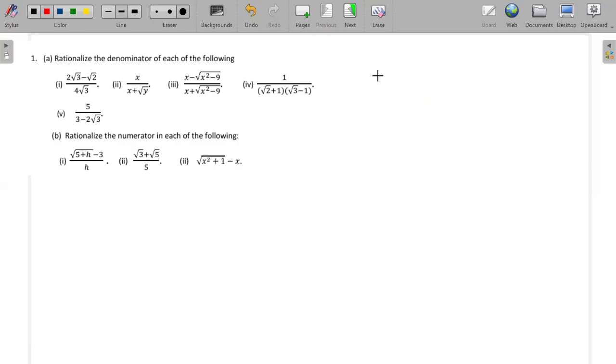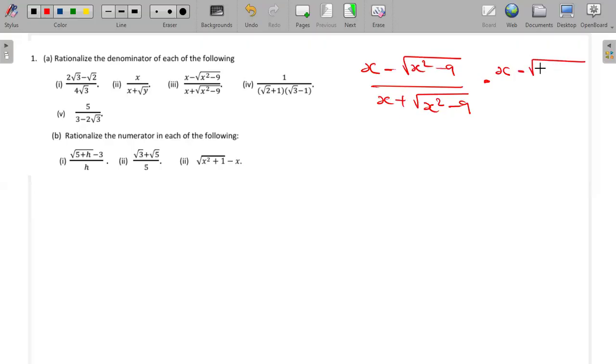So the next one, we have x minus the square root of x squared minus 9, then over x plus square root of x squared minus 9. Then here we rationalize the denominator, so we multiply by the conjugate in the numerator and in the denominator. So this will be multiplied by x, the sign there will change from positive to negative, then square root of x squared minus 9 over x minus the square root of x squared minus 9.